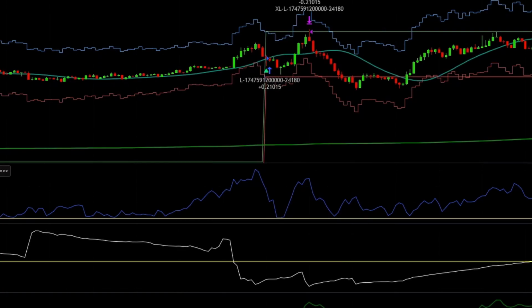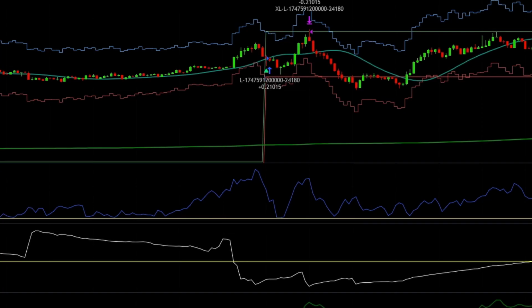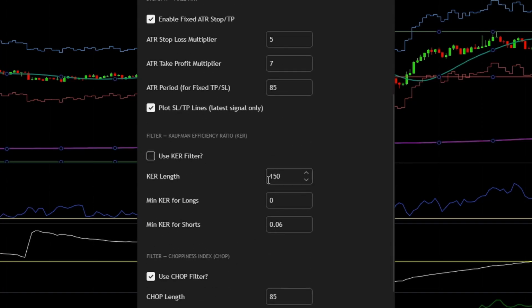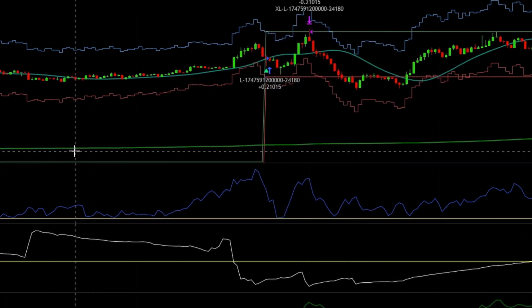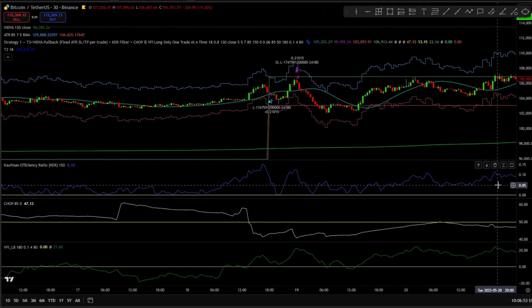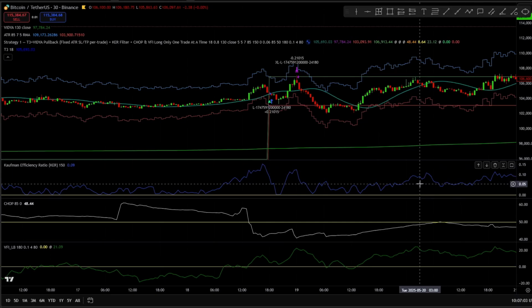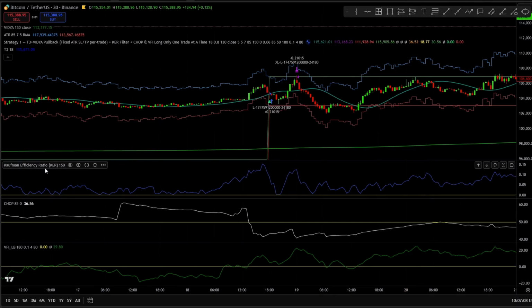Okay, moving on. Now, as I said, we won't use the Kaufman efficiency ratio, but basically for this strategy, for the Kaufman, you can set up a minimum value for longs and the minimum value for shorts, and the length of the Kaufman. So if I would have used this Kaufman indicator and I set, for example, the 0.05 value as the minimum for longs, then long entries would have been only allowed if the Kaufman value is above the 0.05. But as I said, this time we don't use this, so we can delete it.